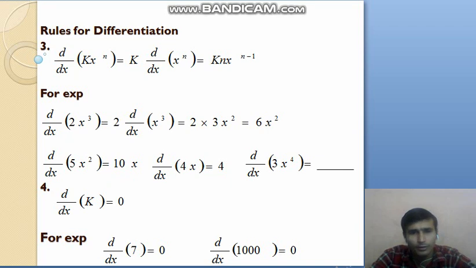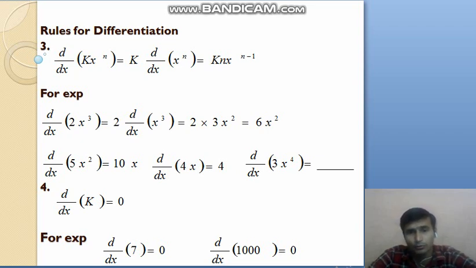Now rule number 4, differentiation of a constant is always 0. A constant value cannot change with the variable, right? So the differentiation of any constant value is always 0. Suppose we consider d by dx of 7, right? 7 is a constant, so the differentiation of 7 is always 0. For all numbers and all constants, the differentiation is 0. d by dx of 1000 is also 0.